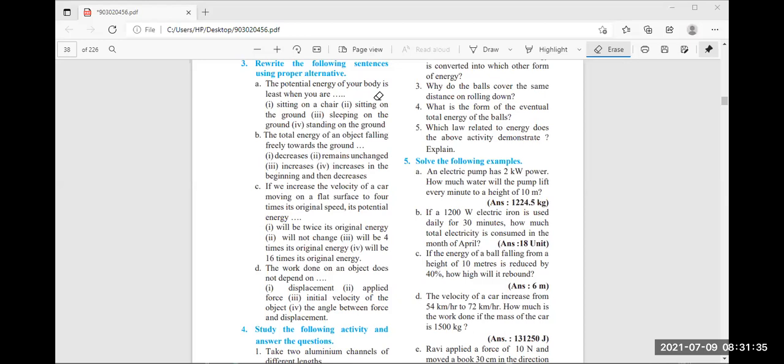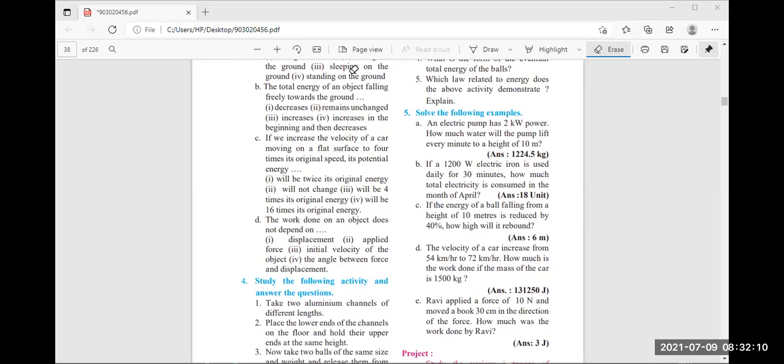The total energy of an object falling freely towards the ground is dash. Remains unchanged. Total energy of an object falling freely towards the ground, we have seen it remains unchanged. Then, if we increase the velocity of a car moving on a flat surface to 4 times its original speed, its potential energy will not change. Okay.